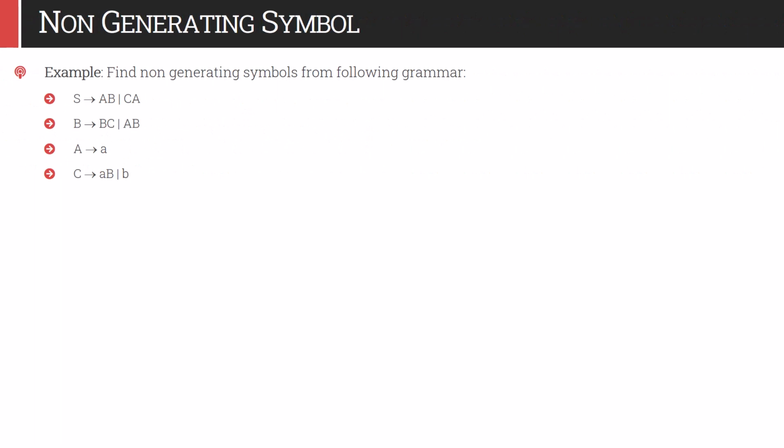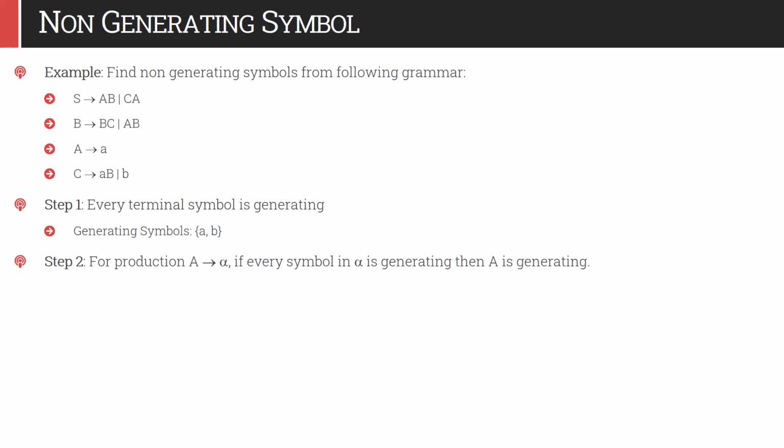Consider the example. We have to find the non-generating symbols out of this. As step one, we know that every terminal symbol is generating. So in these productions, we have two terminal symbols, small a and small b. Initially, our generating symbol set contains two symbols, small a and small b. Now we have to check if any production is of the form A derives alpha, and if all the symbols in alpha are generating, then capital A is also generating. One by one we have to check all the productions, and if the right hand side is a string, then the left hand side symbol would be a generating symbol.